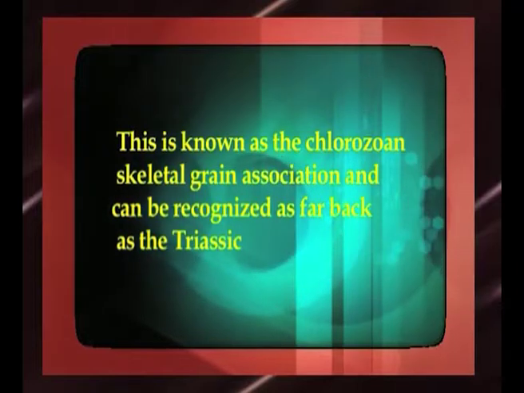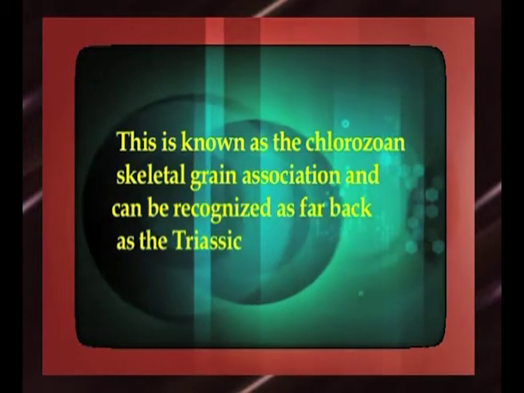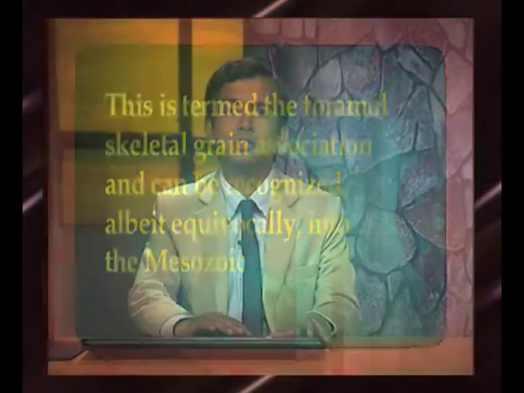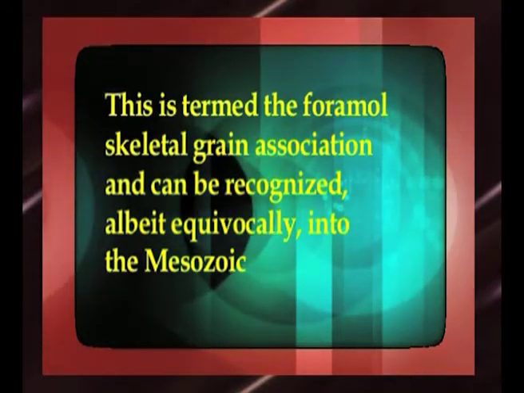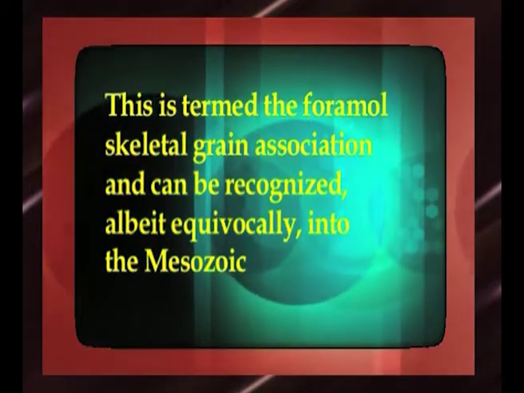These latter grain types reflect carbonate precipitation and early cementation. This is known as the chlorozoan skeletal grain association and can be recognized as far back as the Triassic. Modern temperate water carbonate factories are dominated by benthic foraminiferans, mollusks, bryozoans, barnacles, and calcareous red algae. This is termed the foramol skeletal grain association and can be recognized, albeit unequivocally, into the Mesozoic era.